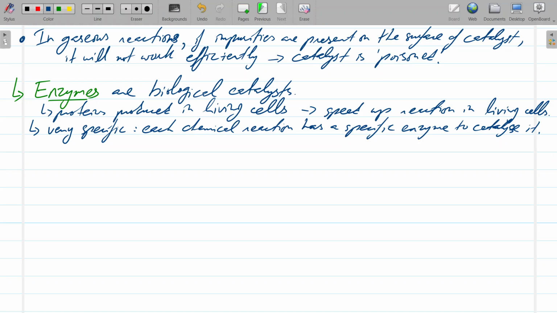Now, that's all about catalysts. No, that's not all. Let's talk about reversible reactions and equilibria.